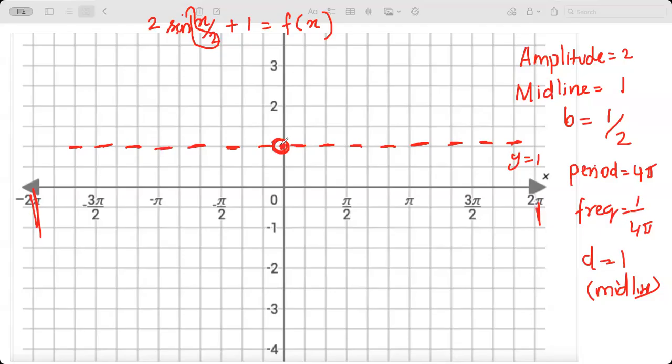At midline, it's going to be 0, okay? Now, the graph is going to be stretched, okay? So basically, how am I going to do this? 2 is going to be my maximum, right?